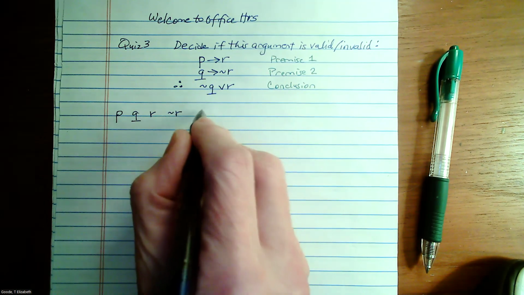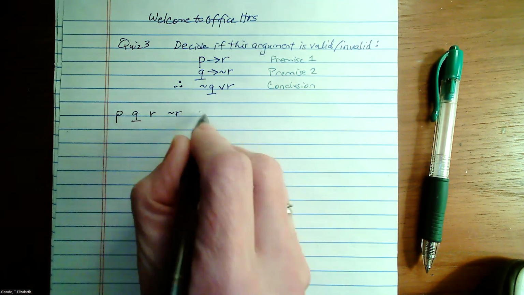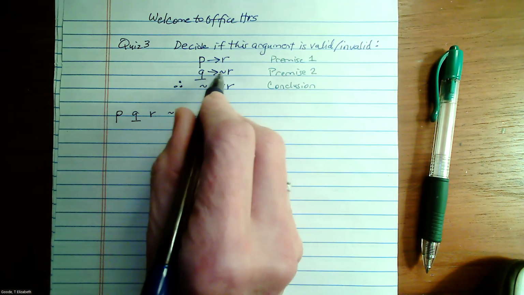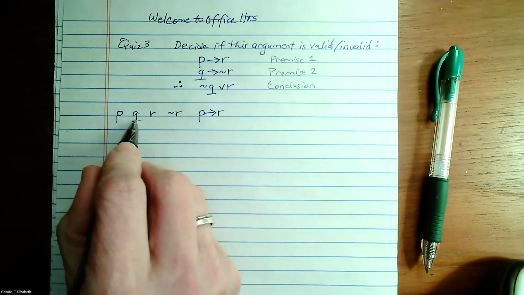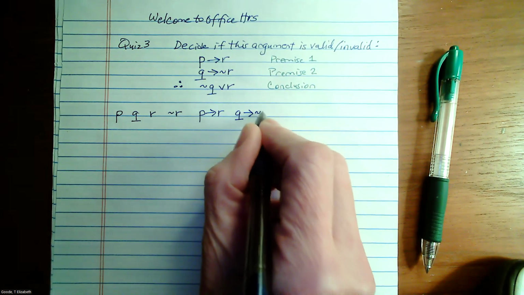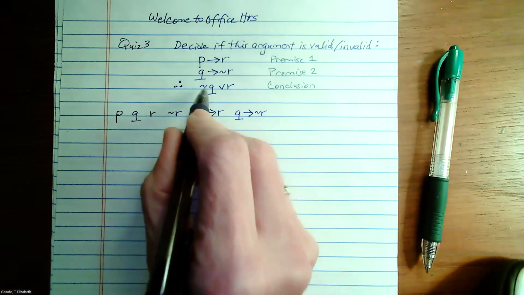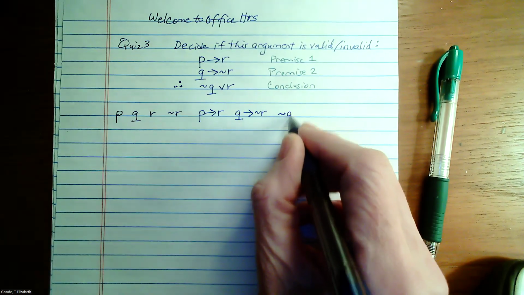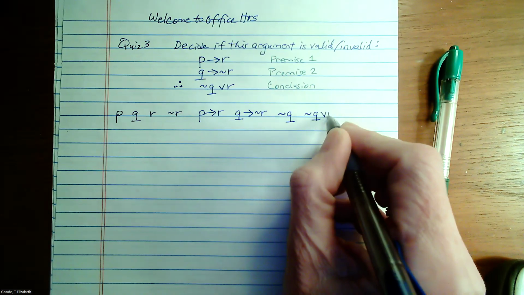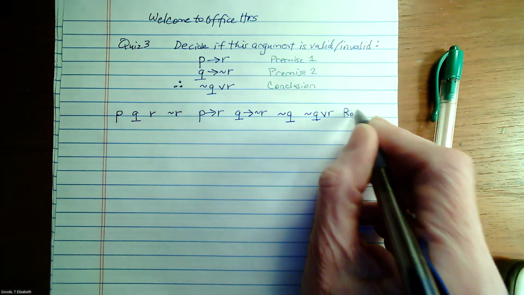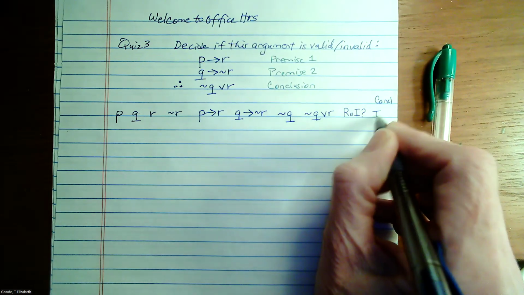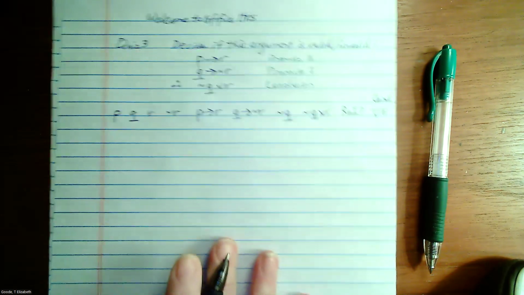P implies R. Well, we already have the P and the R. And then we'll need to evaluate Q implies not R. We'll be able to do that with the column for Q and the column for not R. And then we'll need to make a not Q column so that we can build the conclusion column, not Q or R. Then we're going to figure out rows of interest, and then we'll figure out if the conclusion is true or false in the rows of interest, okay?